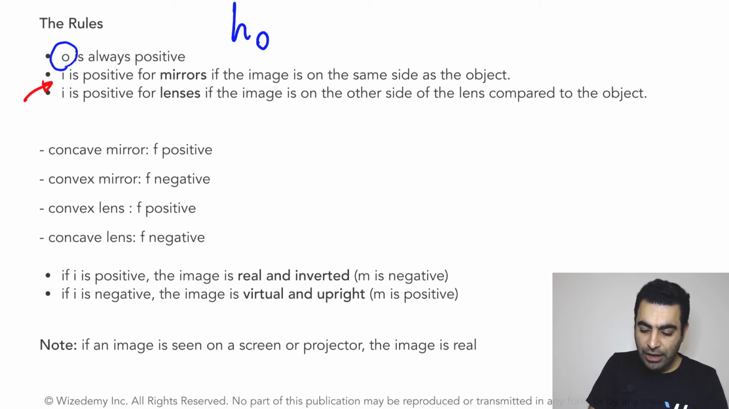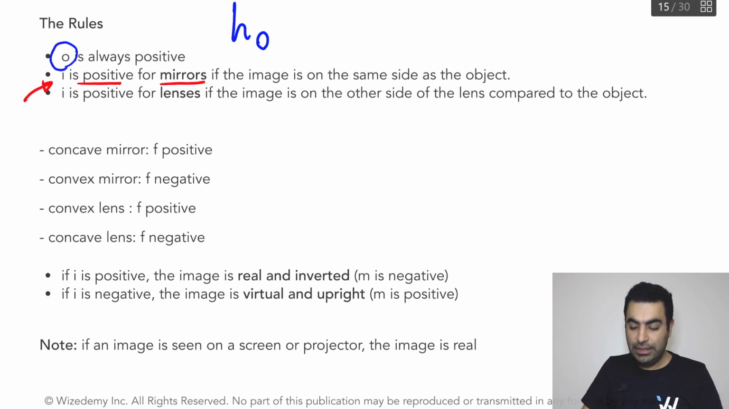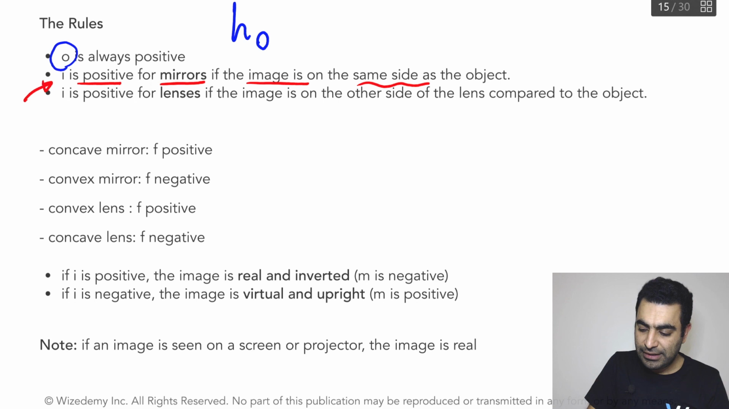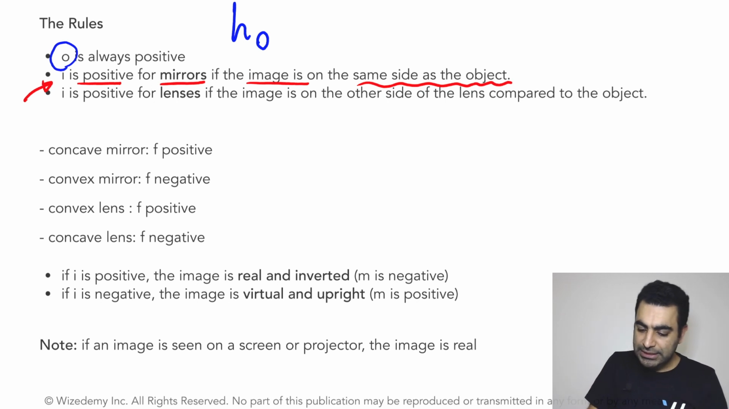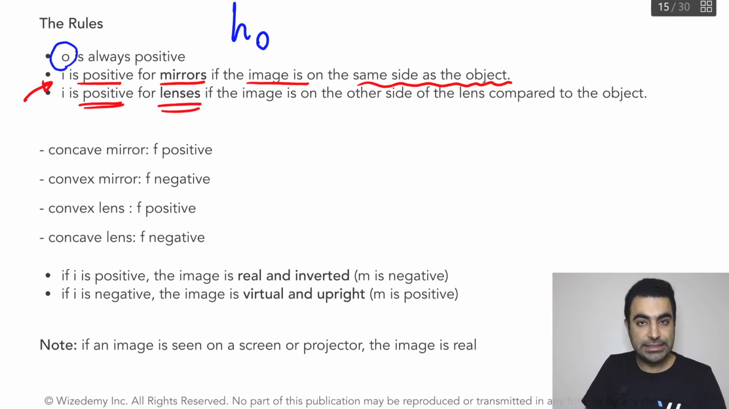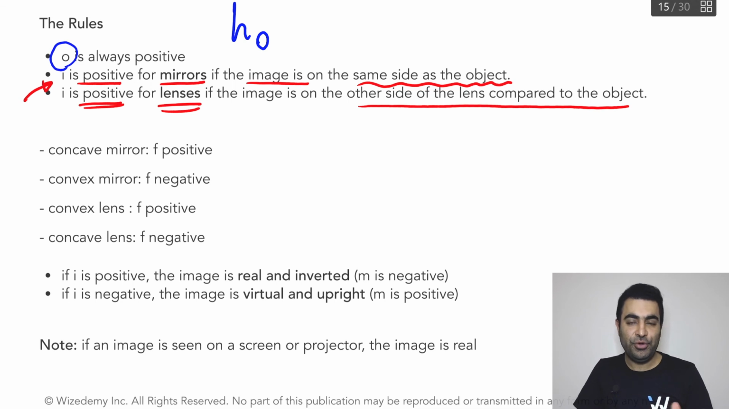Based on what I wrote here, I would be positive for mirrors if the image is formed on the same side as the object. Basically, it means that we're talking about a real image for mirrors. Similarly, I would be positive for lenses if the image is made on the other side of the lens compared to the object. Again, if I have a lens and we look at the real image, it is going to be formed on the other side of the lens. That's why I would be positive if we have a real image. So to summarize these two sentences, as long as you have a real image, in both cases, both mirrors and lenses, I is positive. So you can immediately conclude that if I have a virtual image, I would be a negative number.